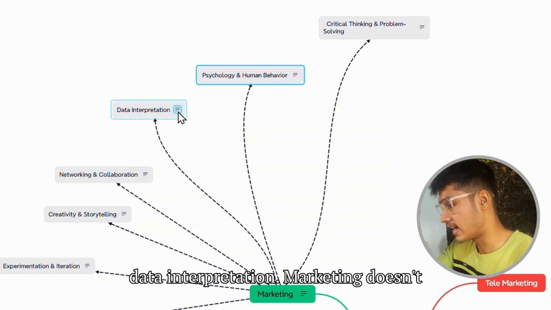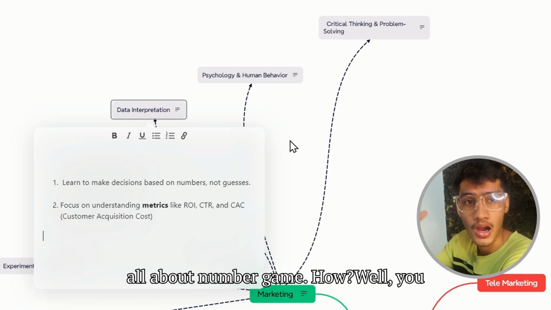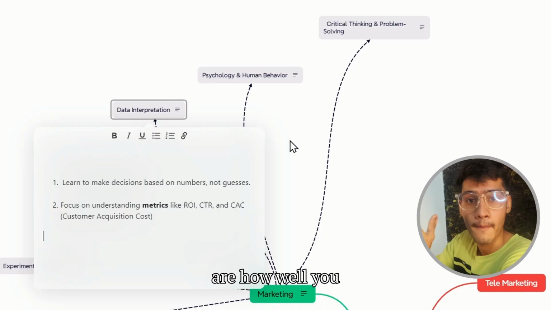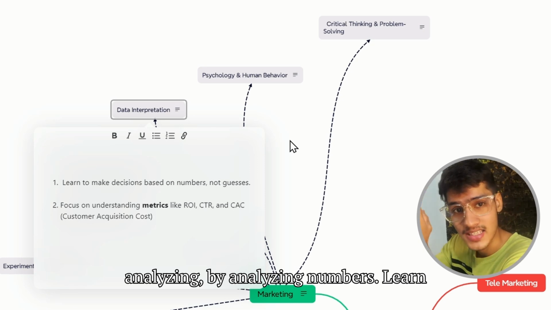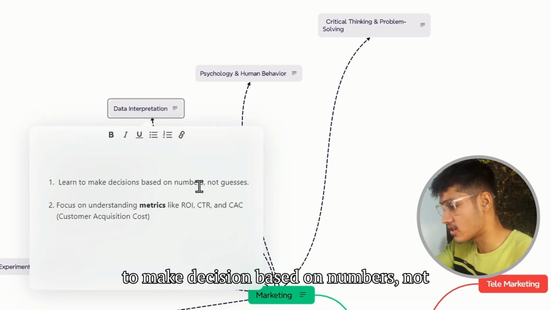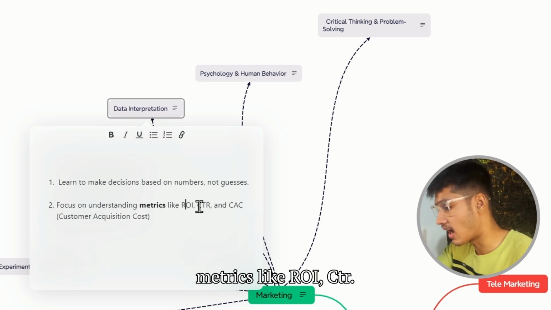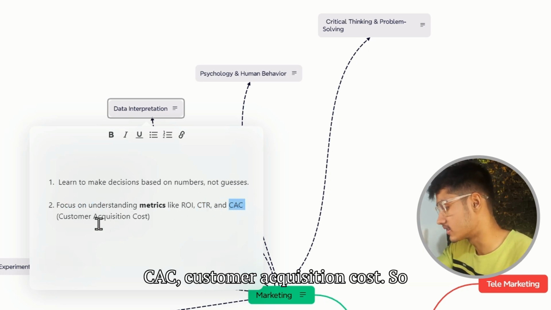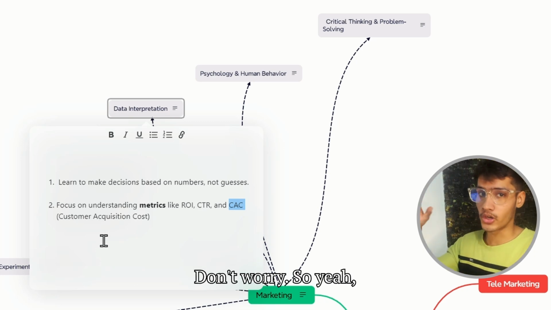And the third is data interpretation. Marketing doesn't mean just a guessing game. It's all about a number game. It's about how well you take decisions by analyzing numbers. Learn to make decisions based on numbers, not guesses. And focus on understanding metrics like ROI, CTR, and CAC, customer acquisition cost. So these are terms we are going to cover, don't worry.